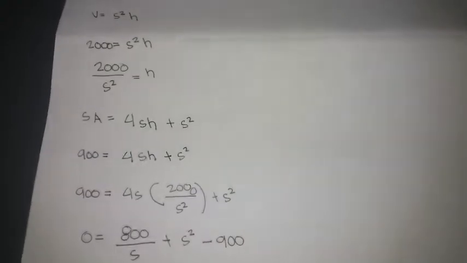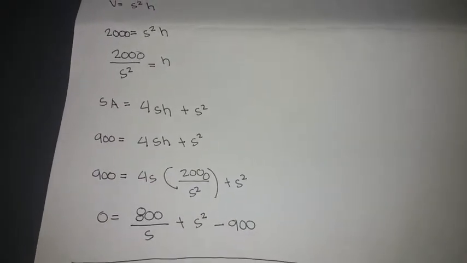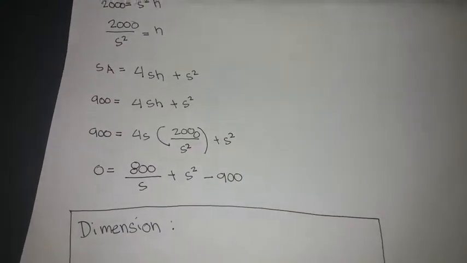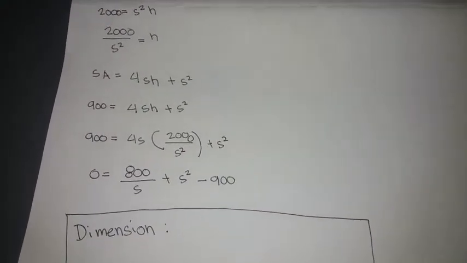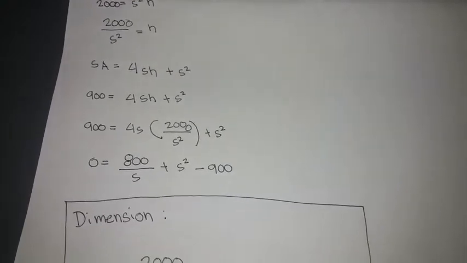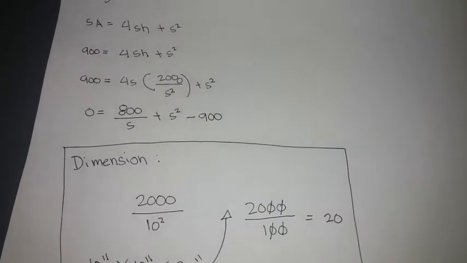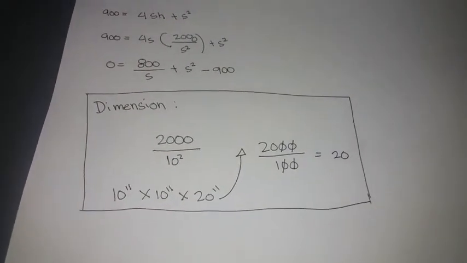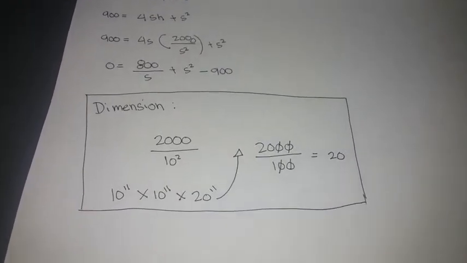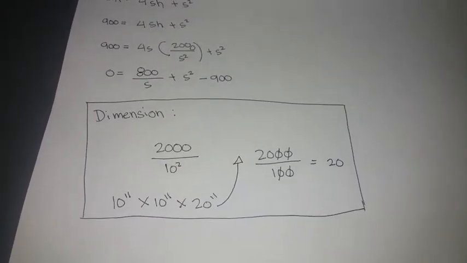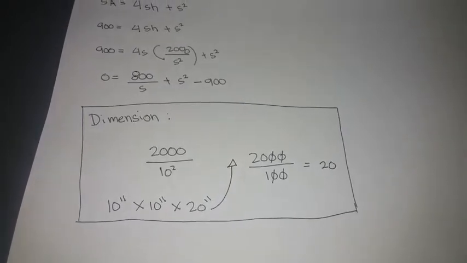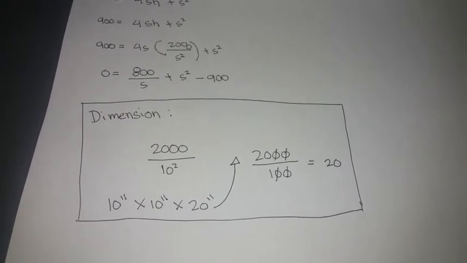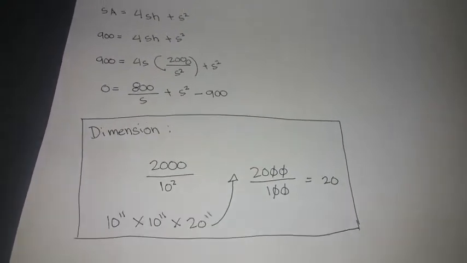0 equals 8000 over s plus s cubed minus 900. So we compute the dimension of the given area. So 2000 over 10 squared. This is the dimension of the cube. 2000 over 10 squared, we will divide. The answer is 20. So the dimension is 10 by 10 by 20. So this is the final answer. So thank you.